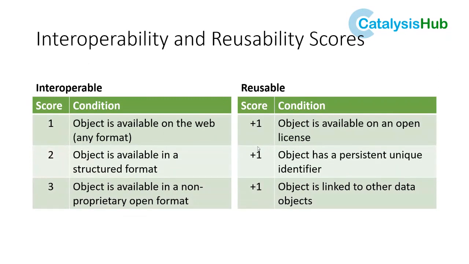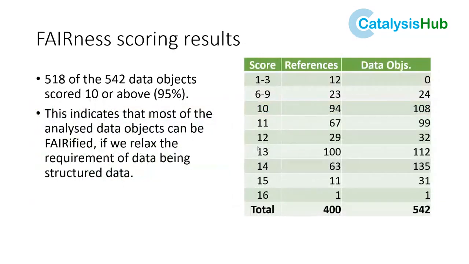For reusability, if the object is available on an open license, it gets 1 point. If it has a persistent and unique identifier, it gets an extra point, and if it's linked to other data objects, including the research article, that's the greatest score of reusability. And out of 400 references, we have 542 data objects potentially. And of these, the majority, 95%, get a score above 10. So they are really closer to the FAIR standard.